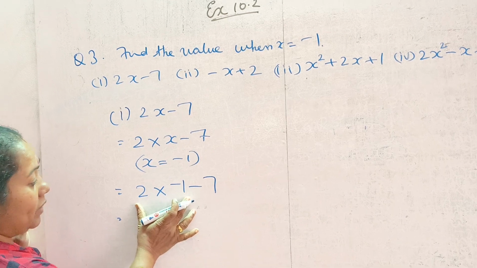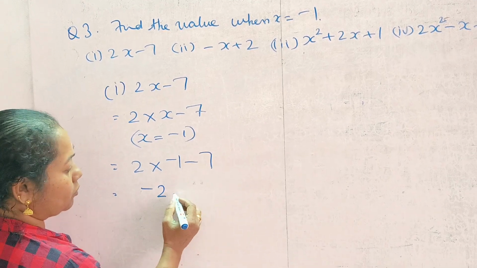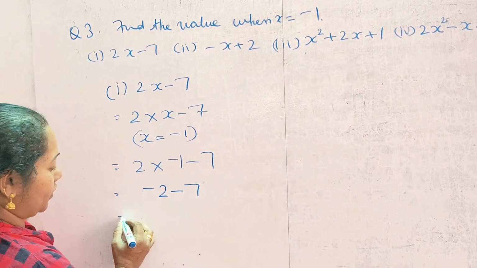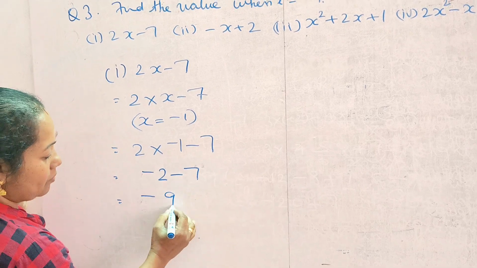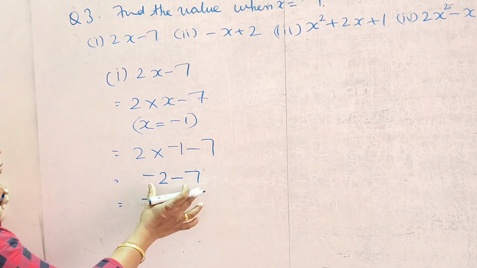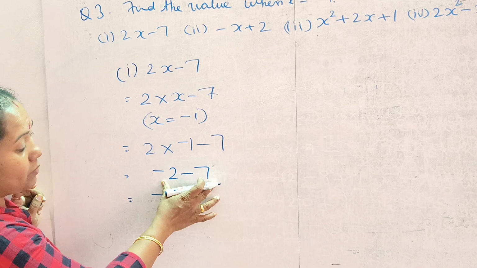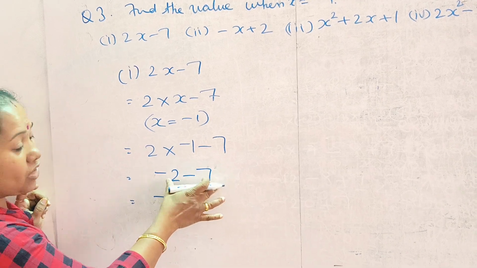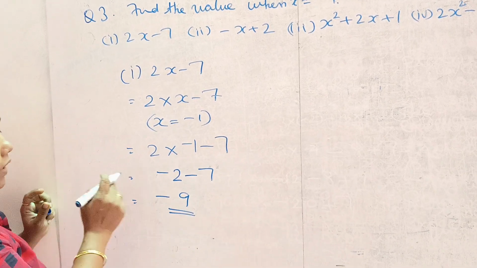Now first we will do multiplication. So 2 into minus 1, minus 2, minus 7. Minus 2 minus 7 is minus 9. Both the numbers are of same sign, minus. Then we have to do addition and put the bigger one's sign. So minus 9.